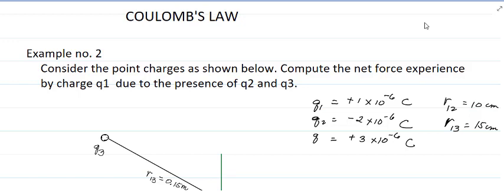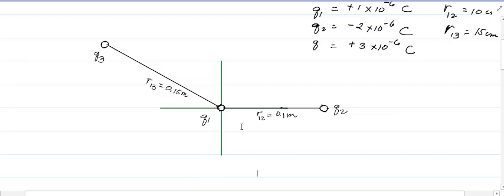Hi, let's continue with our Coulomb's law examples. So consider the point charges as shown below. We have the given charges: Q1 situated at the center, charge 1 with the magnitude 1 times 10 to the negative 6 Coulomb, and charge 2 to the right, magnitude negative 2 times 10 to the negative 6 Coulomb. And we have charge 3, positive 3 times 10 to the negative 6 Coulomb.